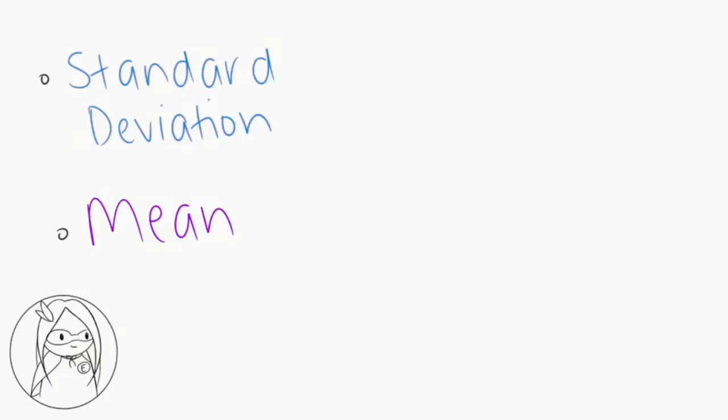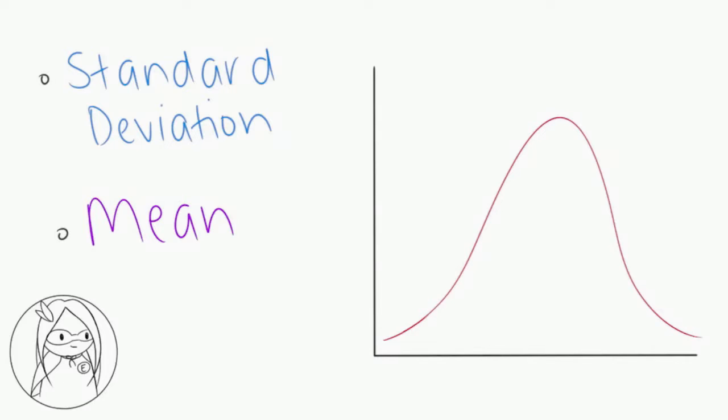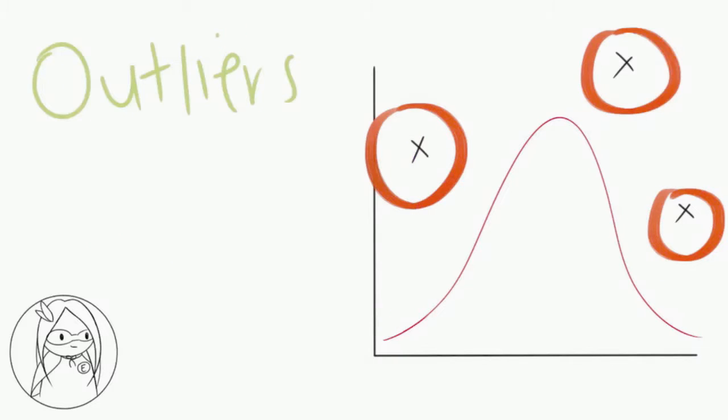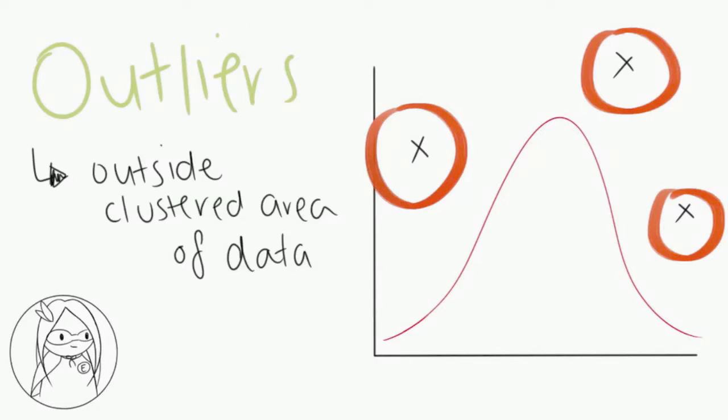Why? That is because standard deviation and mean are best used for bell curve data and can be heavily impacted by outliers. But what is an outlier? I am glad you asked. An outlier is a data element that is outside the clustered area of the rest of the data.